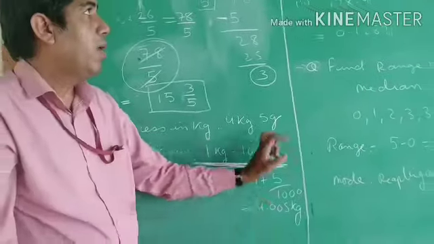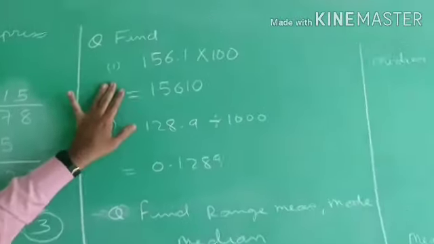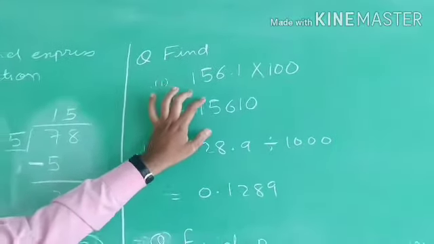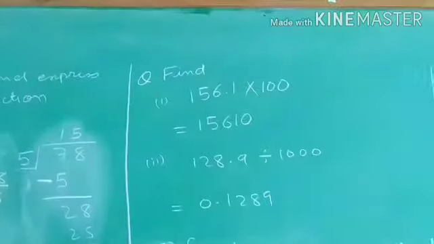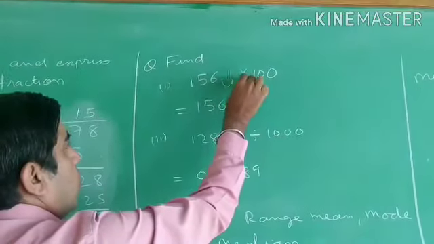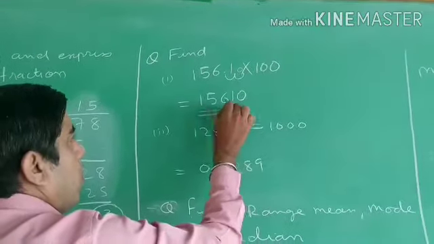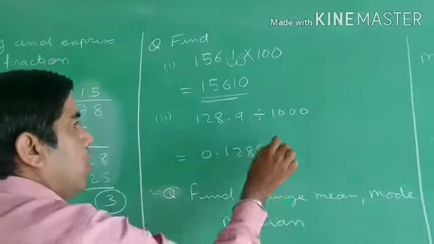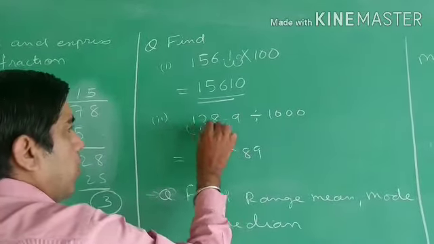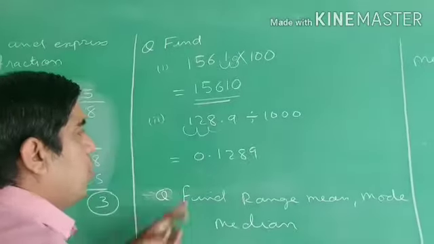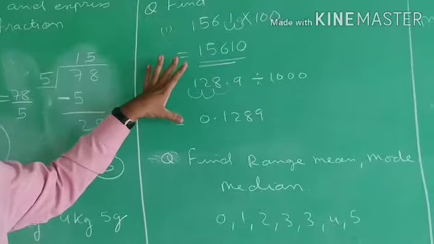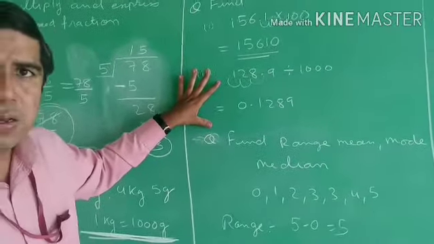Next, in the same way, when you multiply by 100 or divide by 1000, please try to do the steps. You can see here, I am multiplying with 100, so 1, 2 zeros come here. The answer is 15610. Now dividing by 1000, you can see it goes 1, 2, 3 places to the left side, so 0.1289. This is the basic operation I am discussing with you, so that your concept will be clear.